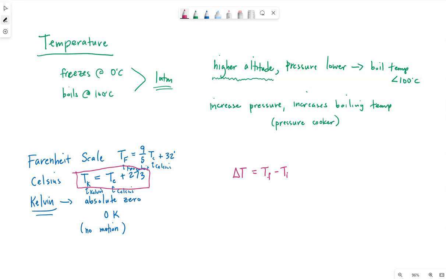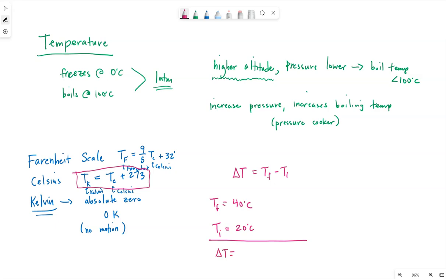So for example, just making up a couple of numbers, let's say we had a problem we're solving. We're told the final temperature is 40 degrees Celsius. The initial temperature is 20 degrees Celsius.